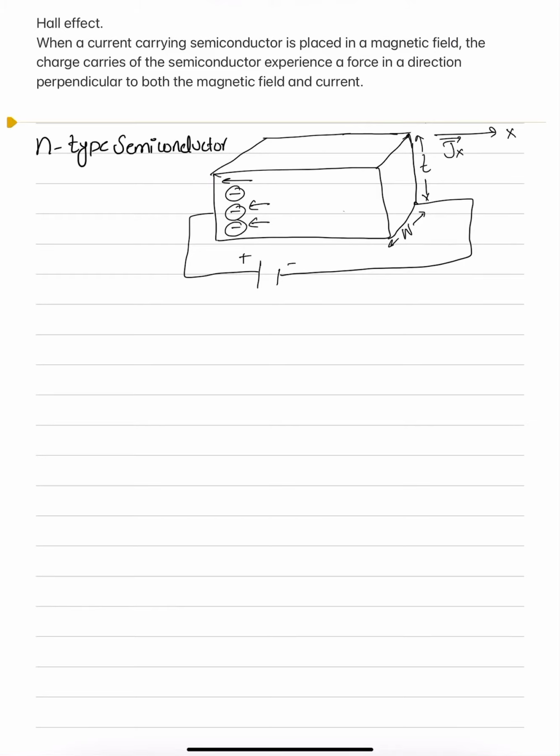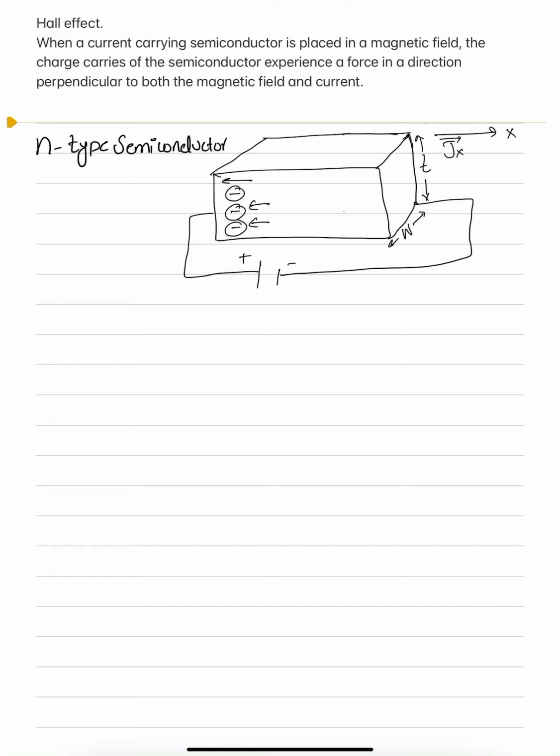Hey guys, today we'll talk about the Hall effect. So the Hall effect is when a current carrying semiconductor, suppose we have an n-type semiconductor, is placed in a magnetic field. The charge carrier here is the electrons because this is an n-type semiconductor.